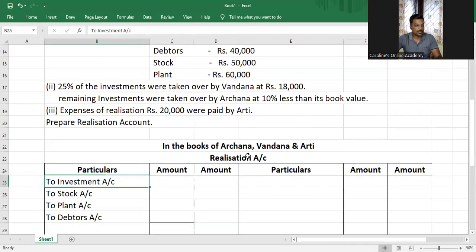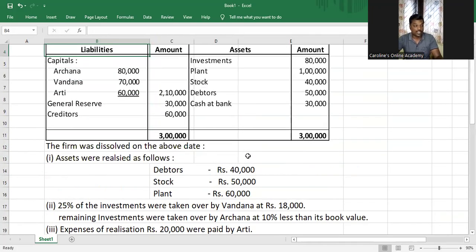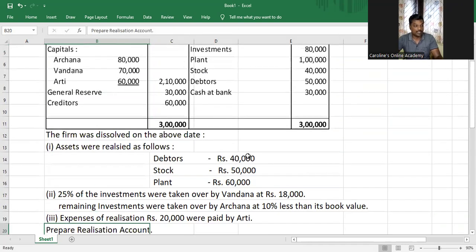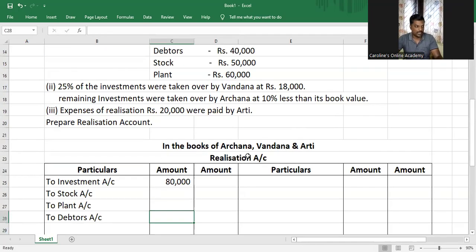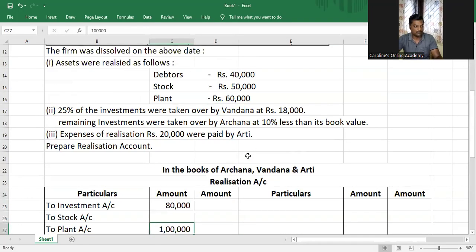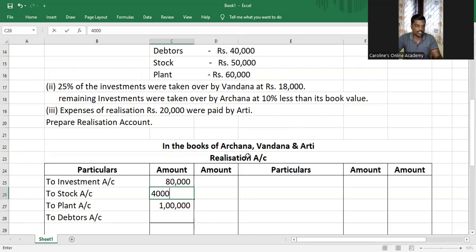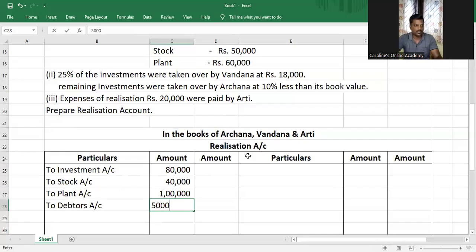What is the amount at which I'm supposed to transfer them? I'm supposed to transfer them at the book values. So I can see that investment is 80,000, plant is 1 lakh, stock happens to be 40,000, and debtors 50,000.